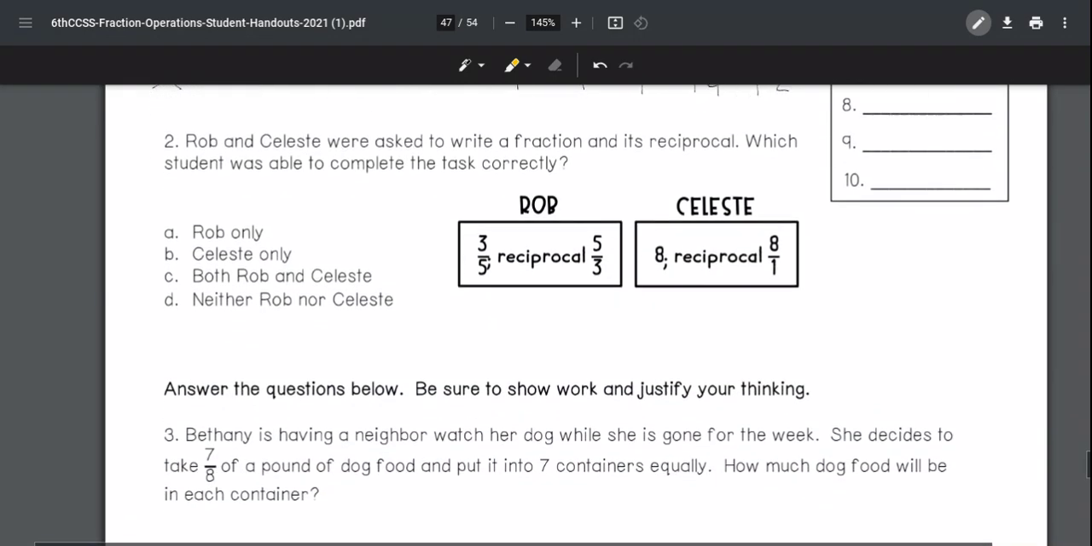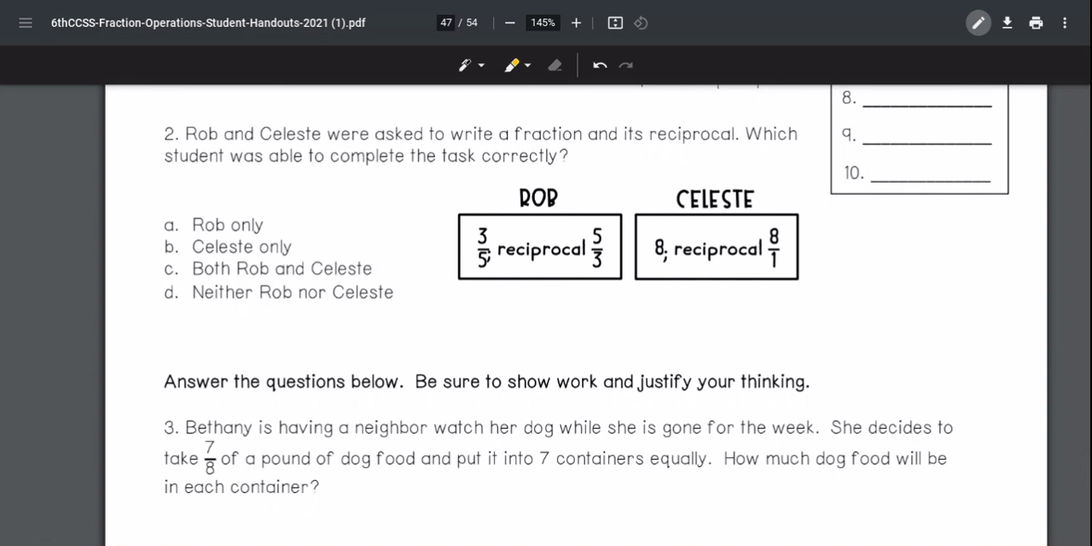Number 2, Rob and Celeste were asked to write a fraction and its reciprocal. Which student was able to complete the task correctly? If our original fraction was 3/5 for Rob, all I need to do to find its reciprocal is flip it. So he did it correctly. Celeste, her original number was 8. Anytime we have a whole number, we know to put it over 1. To find the reciprocal, all we have to do is flip it. So the reciprocal should have been 1/8. She did not give us that. So Rob is the only person that got this problem correct.